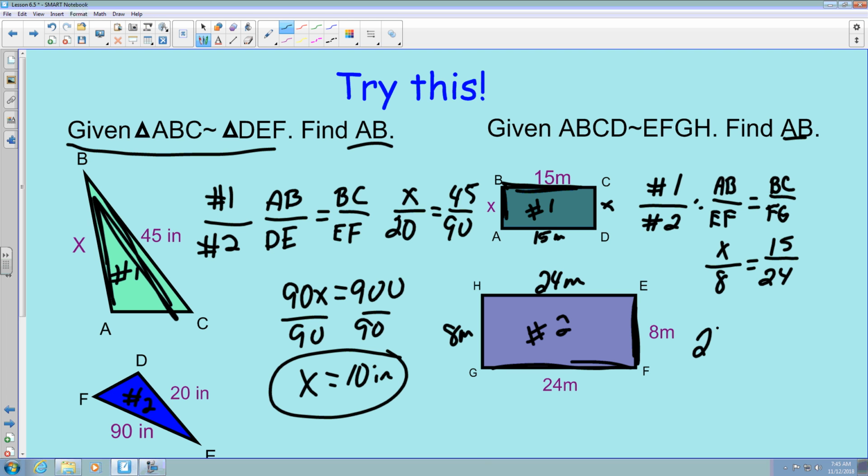24 times x is 24x, and 8 times 15 is 120. Divide both sides by 24. I get x equals 5, and it was labeled as meters.